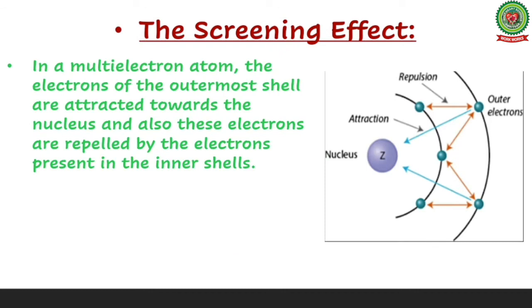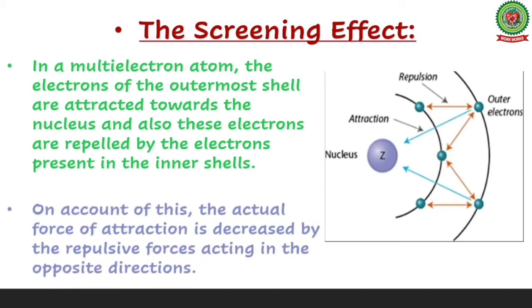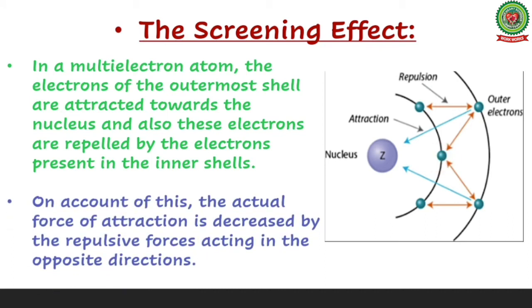So, in a multi-electron atom, the electrons of the outermost shell are attracted towards the nucleus because it is positively charged, and the electrons are negatively charged. And also these electrons are repelled by the electrons present in the inner shells because both are negatively charged. So due to this, the actual force of attraction is decreased by the repulsive forces acting in the opposite direction. So this gives rise to screening effect.